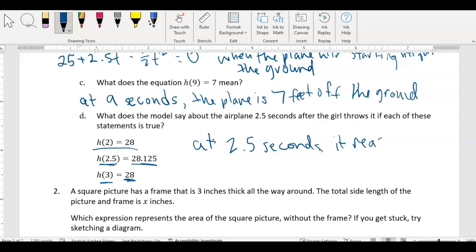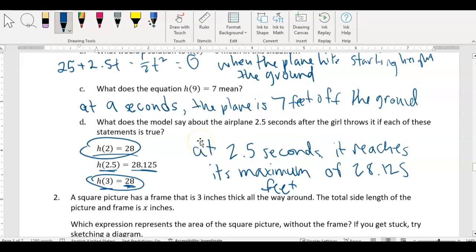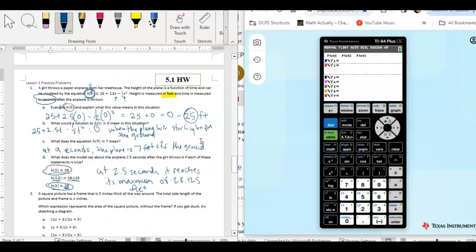it reaches its maximum height of 28.125 feet. And I'm thinking that because 0.5 away on either side is the same amount and seems equidistant, but you can double check that, of course, by putting it into your calculator and seeing. So let's go ahead and take a look at that and see what that looks like.